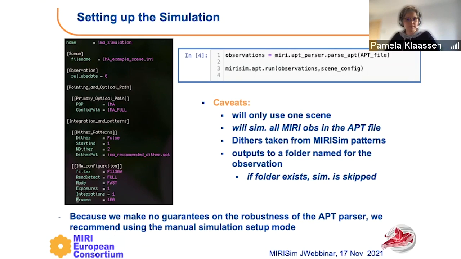It will only use one scene, and so that's what I meant earlier with showing you that the MRS, LRS, and Imager have different fields of view, so you have to make sure that your scene covers everything that you need. Using the apt.run facility will simulate all of the MIRI observations in the APT file and output everything to subdirectories based on the observation name. And note that if that folder exists, that simulation is just skipped. Okay, so it's not overwriting itself.